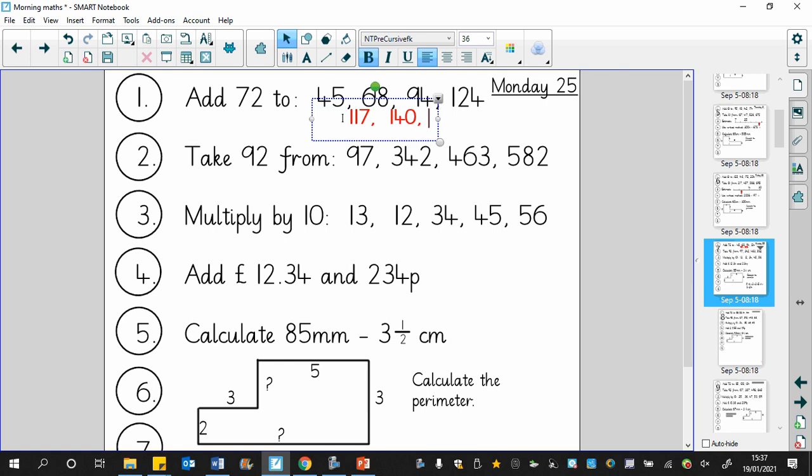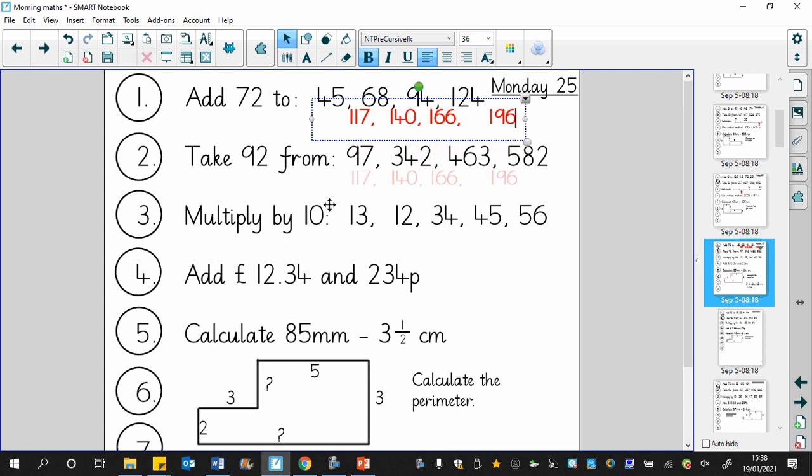94 now. 94 add 72. Well, 90 add 70 is 160. So 94 add 70 is 164, plus 2 more, 166. And the final one, 124 add 72. 124 add 70 is 194, but that of course is if we add 70, but we're adding 72, so therefore the 4 becomes a 6, so 196 for that.